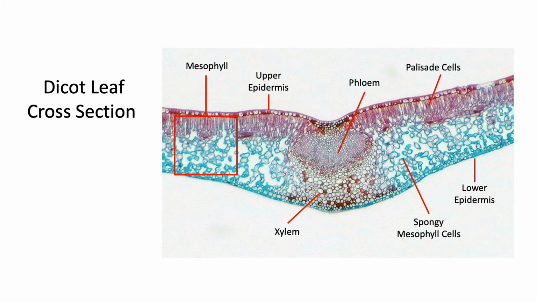Now, in the lower epidermis, you have guard cells. Guard cells are two small cells that open and close to allow for gas exchange and allow the stoma, which is the airspace inside of the leaf, to exchange oxygen and carbon dioxide with the atmosphere surrounding it.